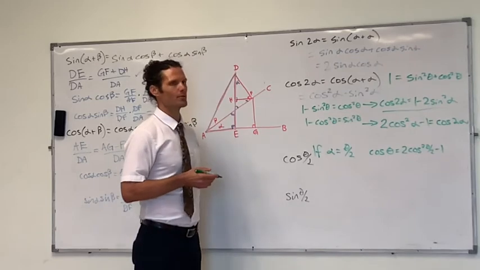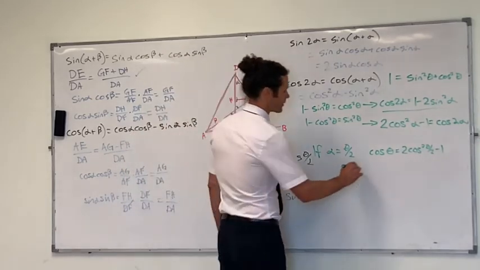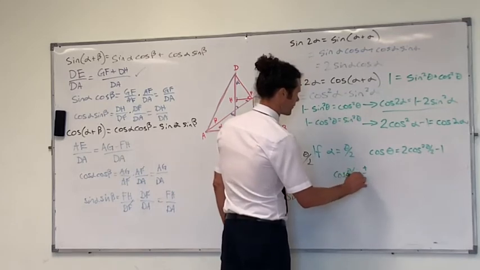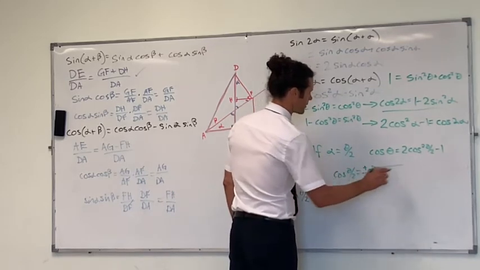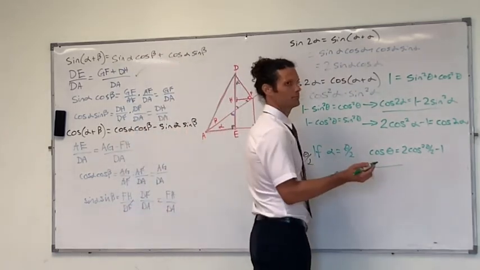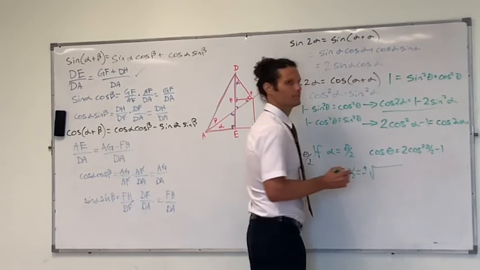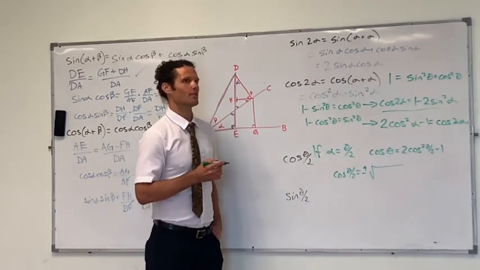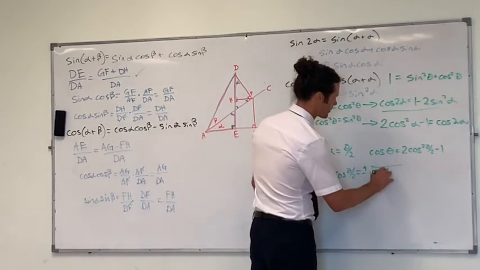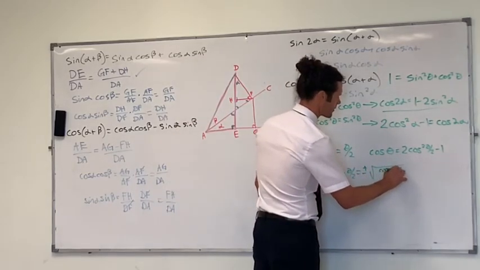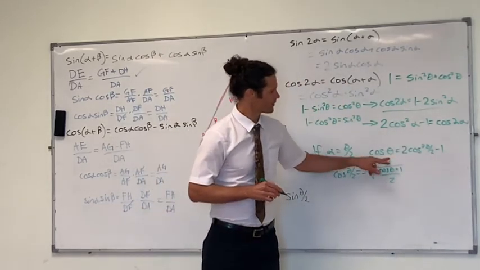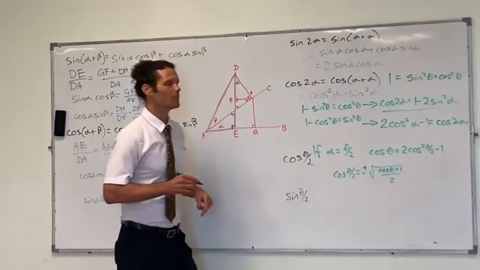And so we can just use some simple algebra and solve. We get cosine theta over 2 is equal to plus or minus the square root of cosine theta plus 1 over 2. So we just move the 1 over to the other side, divided by 2, and then took the square root.